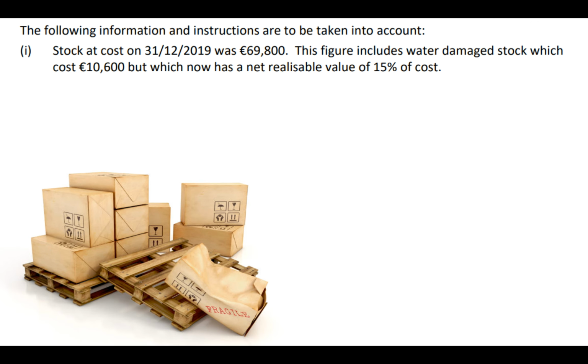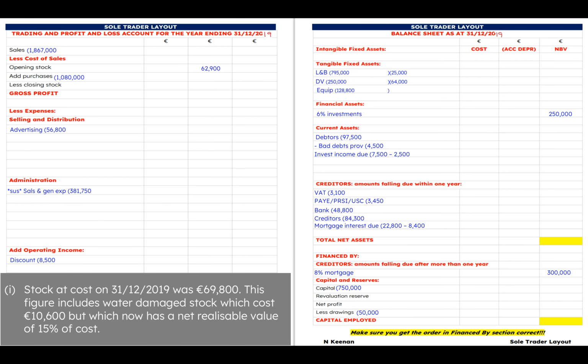Okay, note 1. Stock at cost on the 31st of the 12th, 2019 was 69,800. This figure includes water damage stock, which cost 10,600, but which now has a net realisable value of 15% of cost.